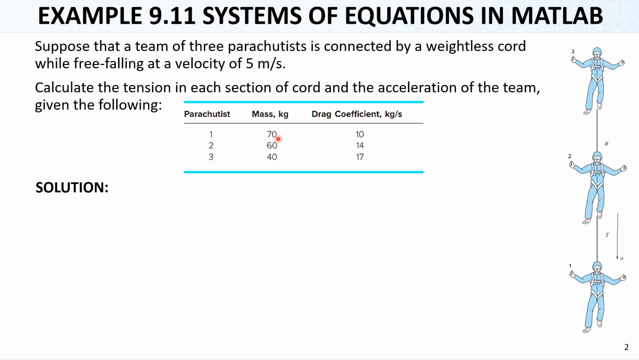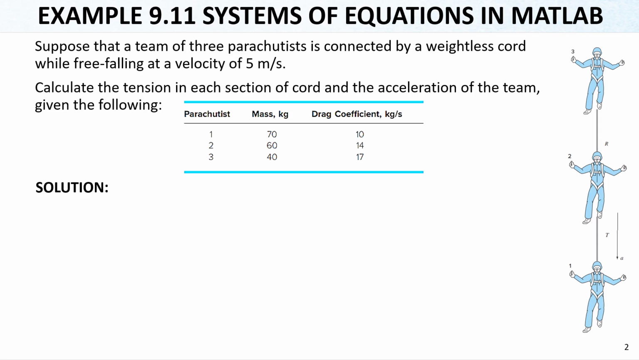They all have certain masses. The first one has 70 kilograms, the second one 60 kilograms, and the third one 40 kilograms. The three of them also have different drag coefficients, which are c. And they have a constant falling velocity of 5 meters per second. To be able to solve this, we need to create the free body diagrams of all three and create our equations.